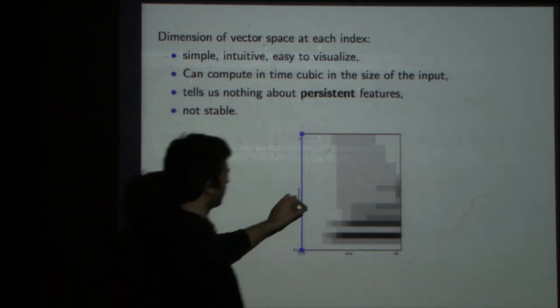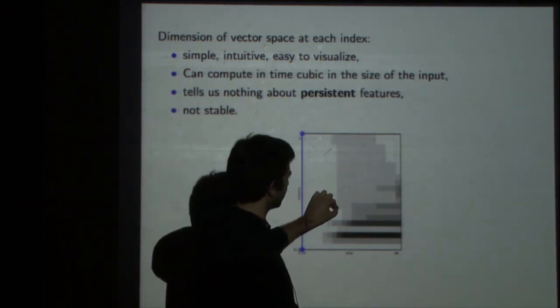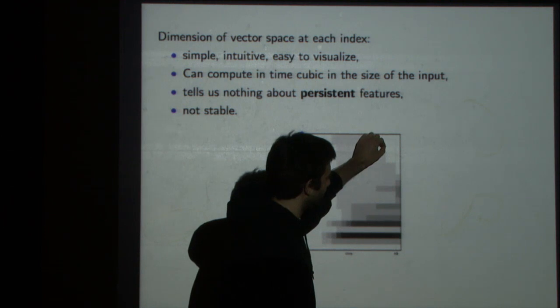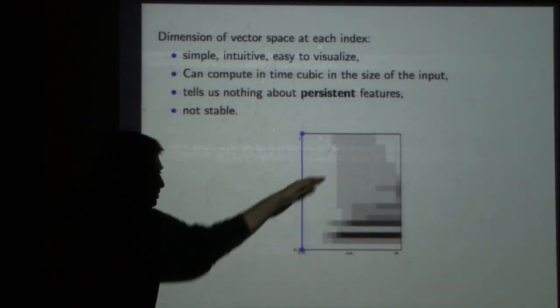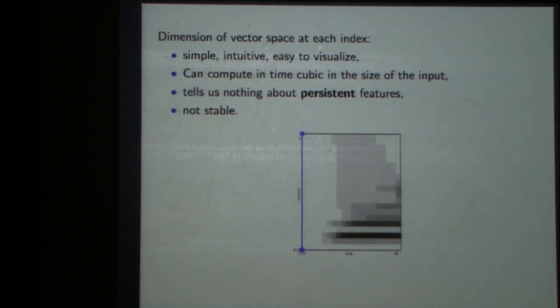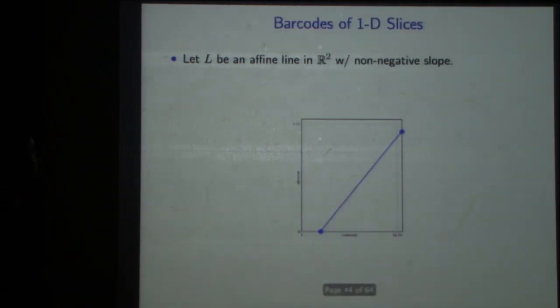So similarly, we care about features that are alive here and live on up to here in the image. And this picture is not guaranteed to tell me anything about that. So to address that, we work with this one-dimensional slice methodology, which is complementary in a sense.